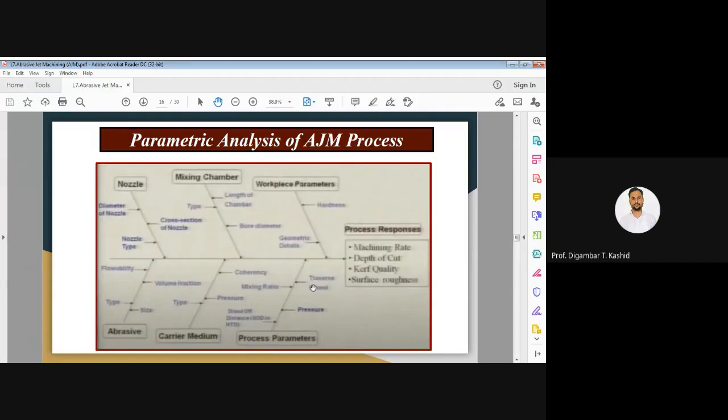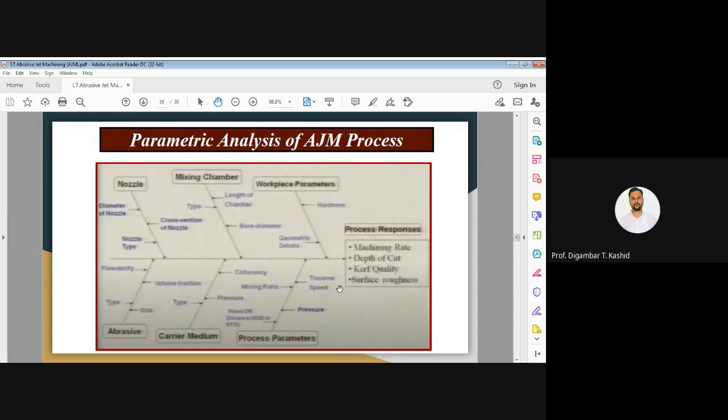This is the speed with which you are moving your workpiece to get different shapes and sizes of the cavity, just like whatever we are feeding in our workpiece. So we need to traverse or move our workpiece, and that traverse speed is also a process parameter. Then we have the mixing ratio, stand-up distance and the pressure. Those process parameters also affect the performance.